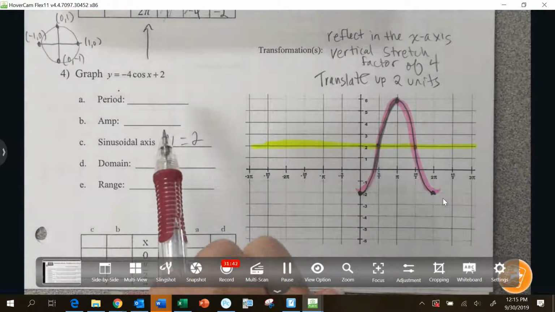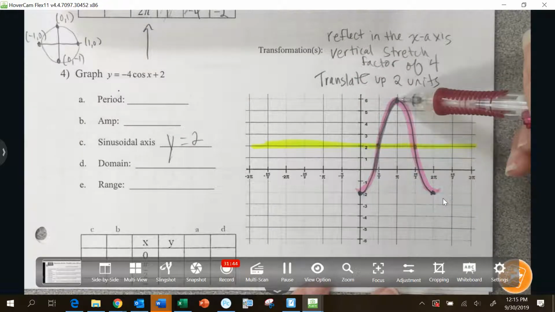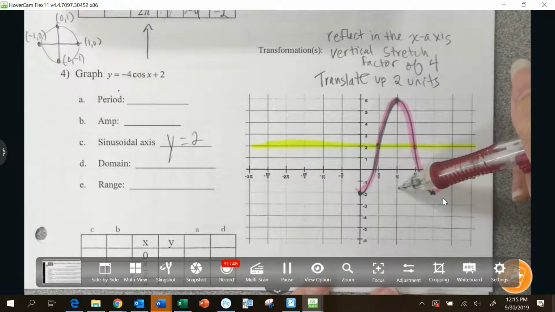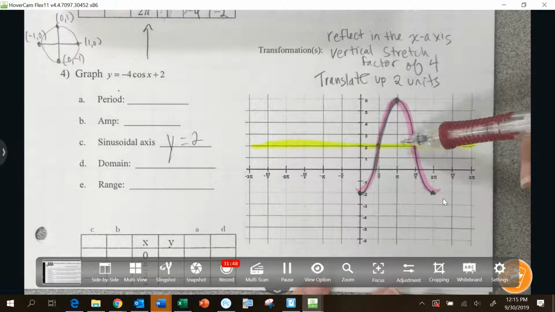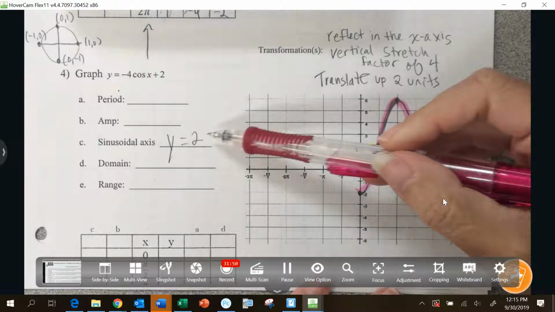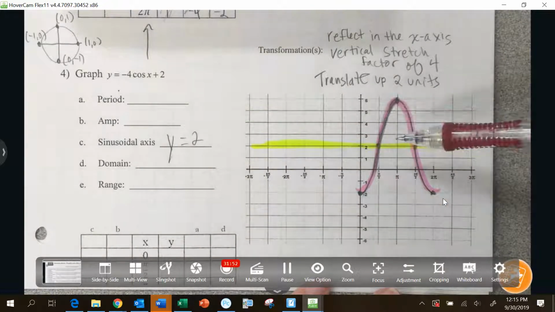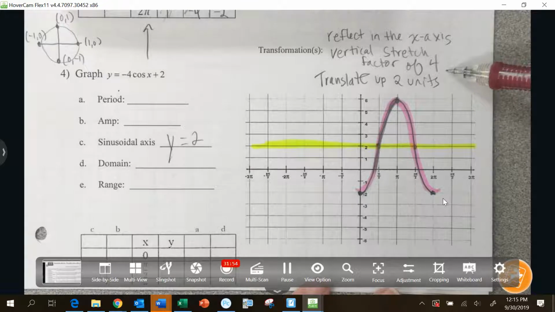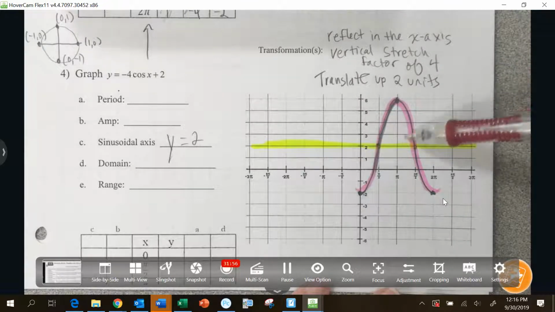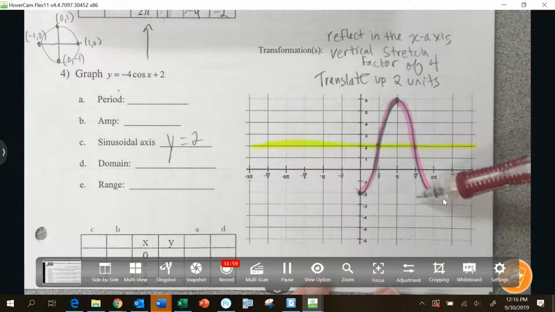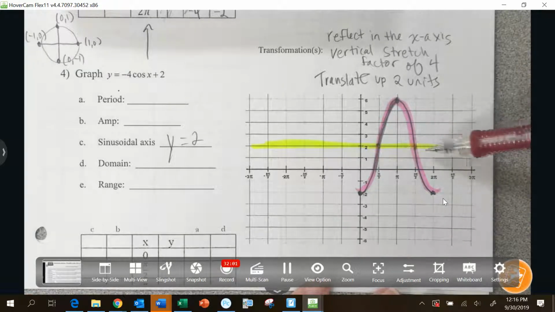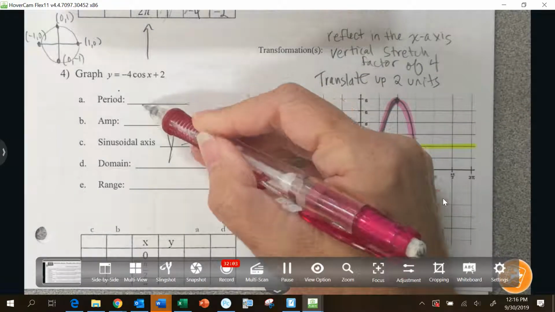The amplitude is how high above and how high below the sinusoidal axis. It is affected by any vertical stretch or shrink, which we did have a vertical stretch of 4. So how high above and how high below does this graph go from the midline? 4.